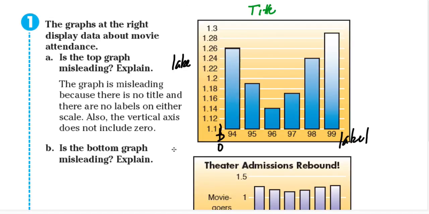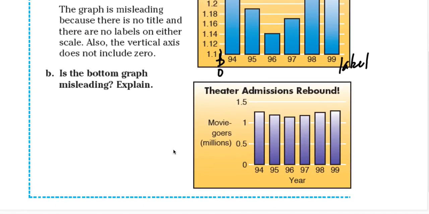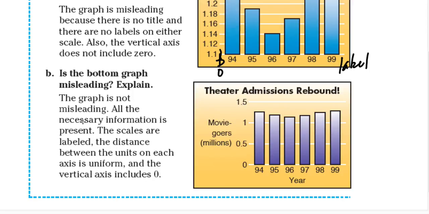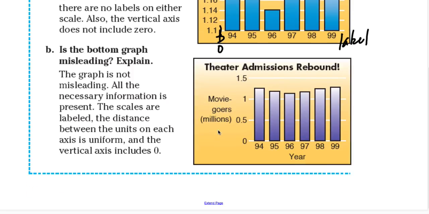0. Okay, and look at the bottom graph. You know that there is a label, there is a title, there's a label for the x and y axis, starts with 0, intervals are relatively the same, so this graph is not misleading. The graph is not misleading, all the necessary information is present, the scales are labeled, the distance between the units on each axis is uniform, and the vertical axis includes 0. So this graph is not misleading whatsoever. Okay?